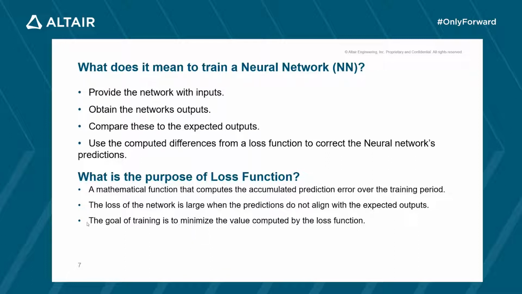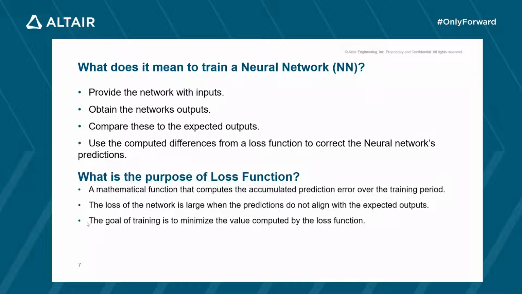So what is the purpose of a loss function? The loss function mentioned earlier is simply a mathematical function that computes the accumulated prediction error over a training period. And when it's large, it simply means that the predictions do not align with the expected outputs. So the primary goal of training a network is to minimize this value of loss.